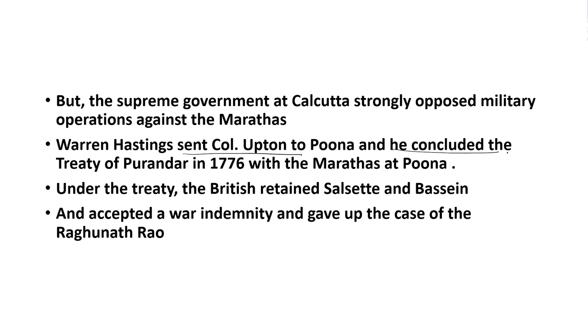Colonel Upton reached Bombay and concluded the Treaty of Purandar in 1776 with the Marathas at Pune. Under this treaty, the British got two important ports in Western India, Salsette and Bassein. The British also accepted a war indemnity from the Marathas, and they gave up once and for all the case of Raghunath Rao and recognized Madhava Rao Narayan as the Peshwa of the Marathas at Pune.